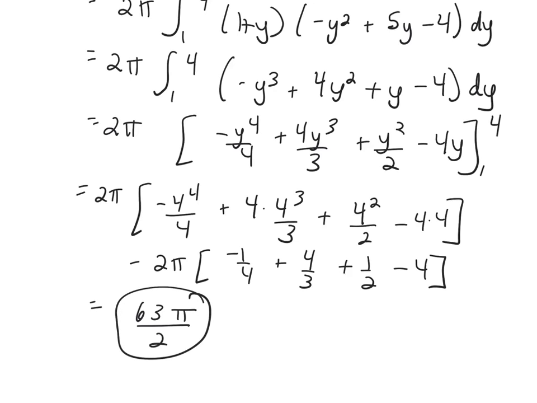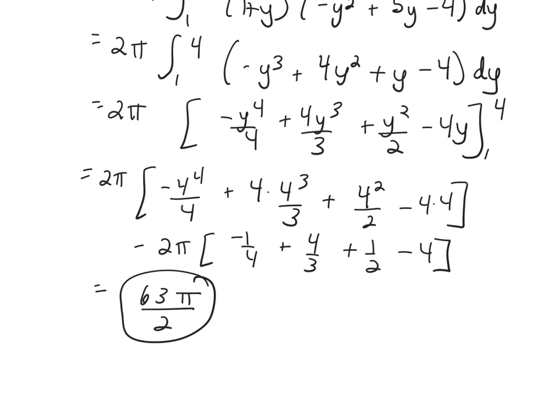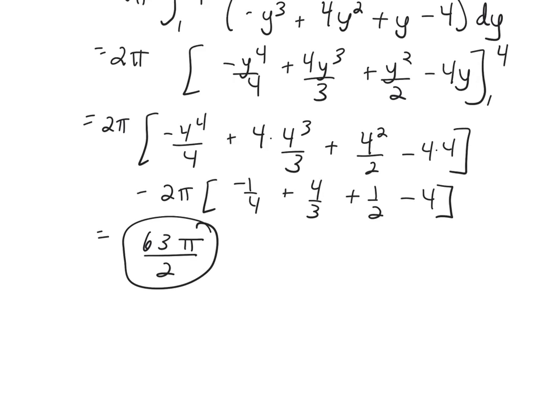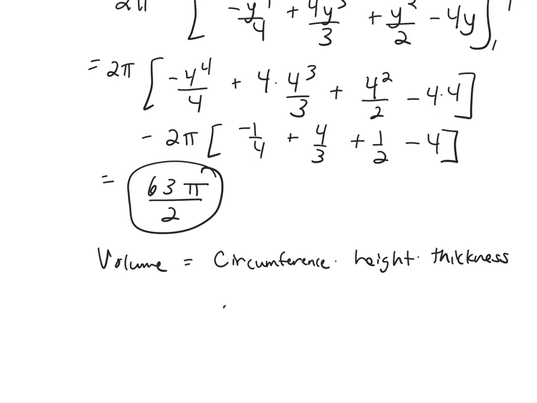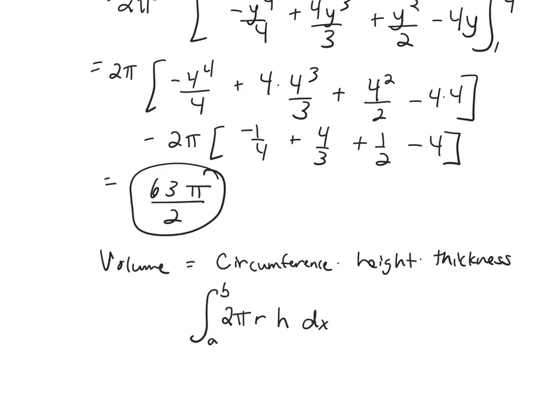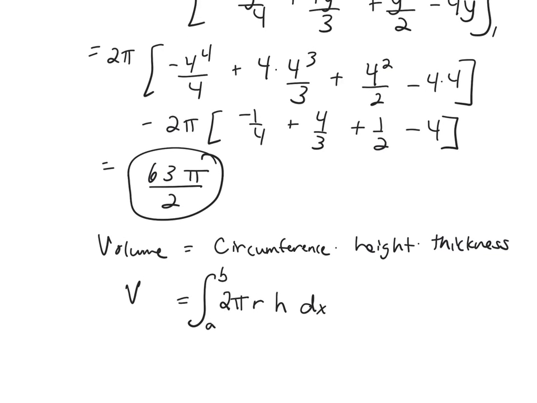Okay. Can you write down the formula for cylindrical shells? So to compute volume, what we're doing is circumference times height times thickness. So you're doing 2 pi r h, and then it'll either be dx or dy depending upon what you're doing. If you were integrating in terms of x, it would be 2 pi r h dx. If you were integrating with respect to y, it would be dy.